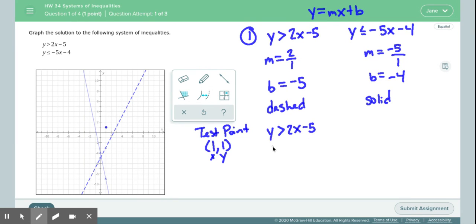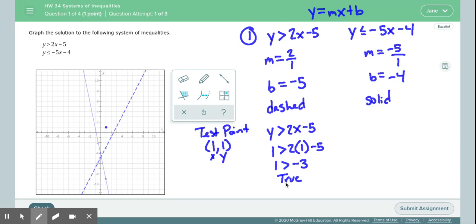So I'm going to replace y with 1 is greater than. I'm going to replace my x with 1, so 2 times 1, and then minus 5. So 1 is greater than, 2 times 1 is 2, and then 2 minus 5 is negative 3. Is that true or false? And in this case, it is true.